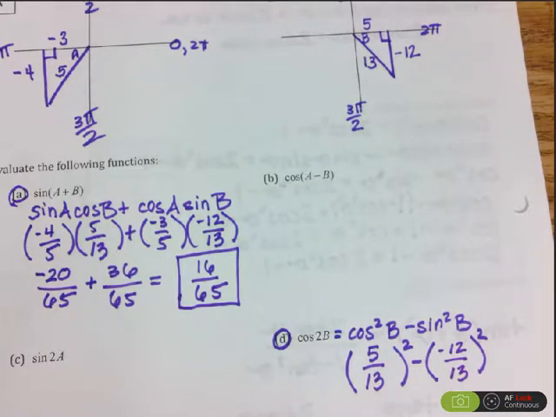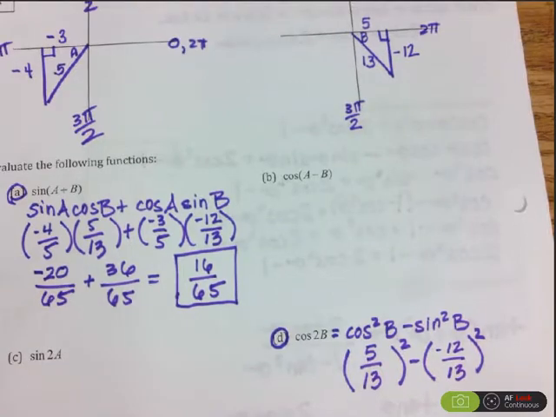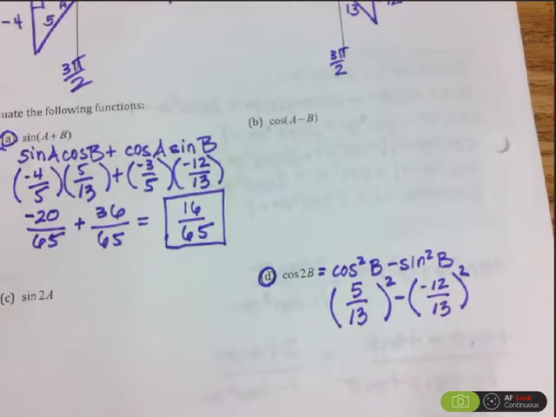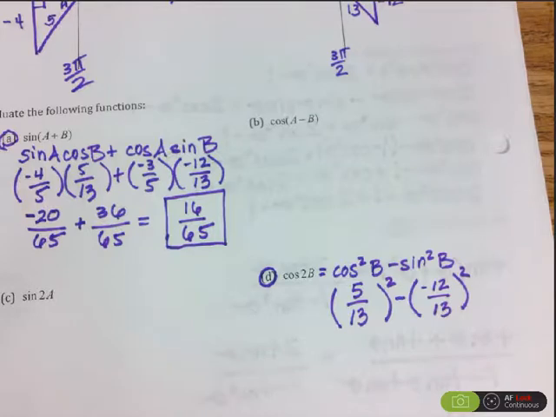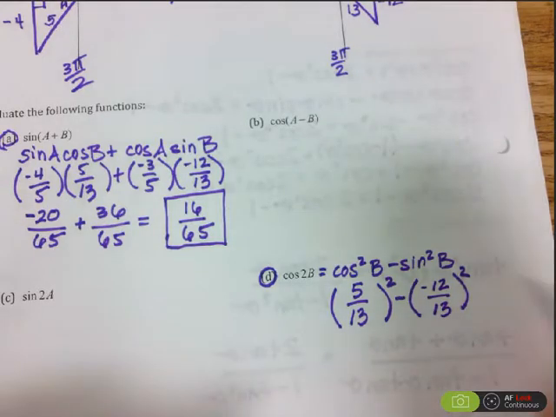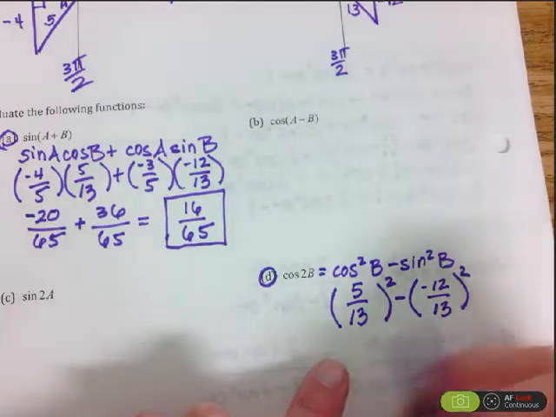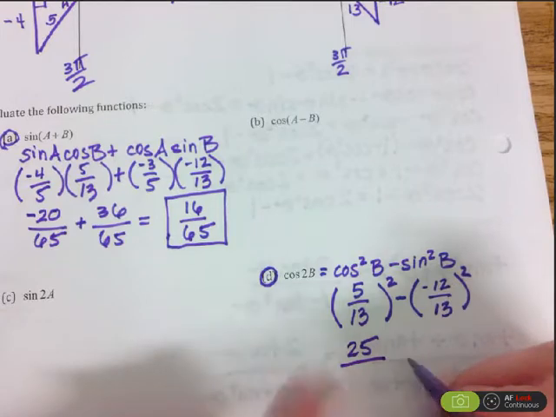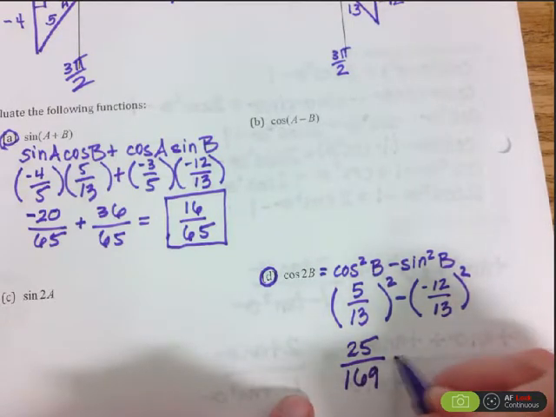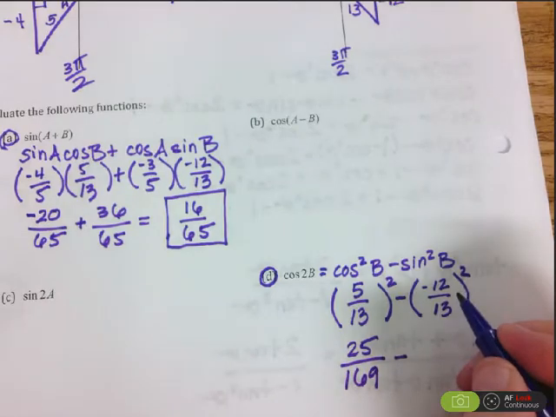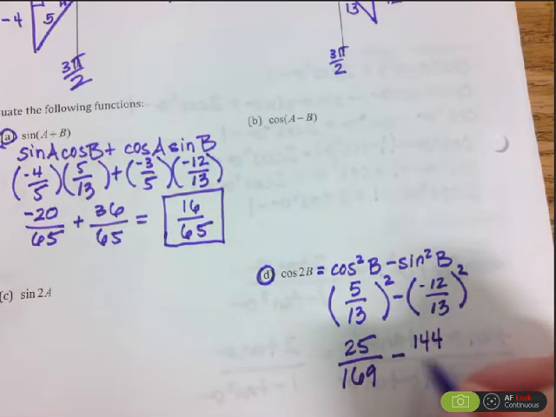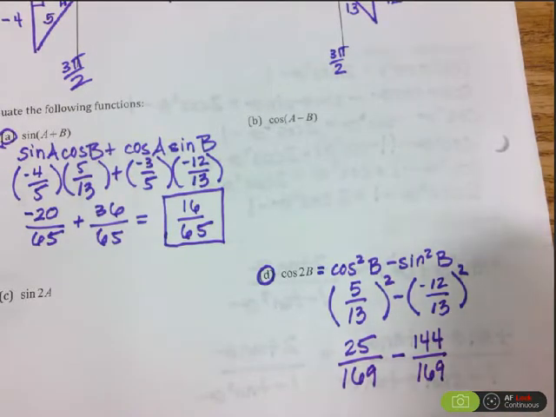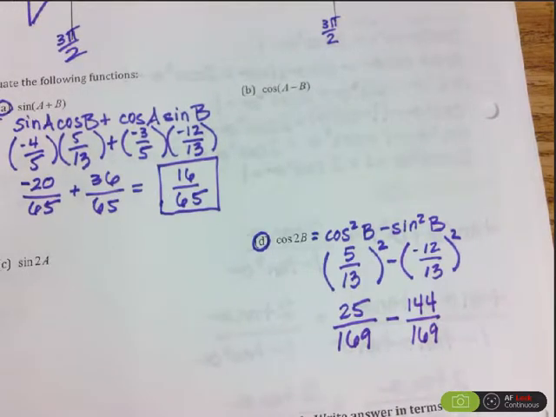People think squaring a fraction is difficult, but it's not. You just square the numerator and the denominator. It's good to know the squares of 3, 4, 5, and 12, and 13. Those are just good numbers to know. So 5 squared? 25. 13 squared? 169. Yep. Negative 12 squared? 144. And 13 squared is still 169.